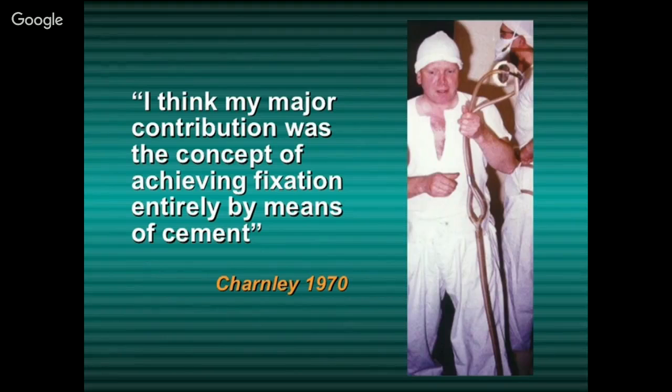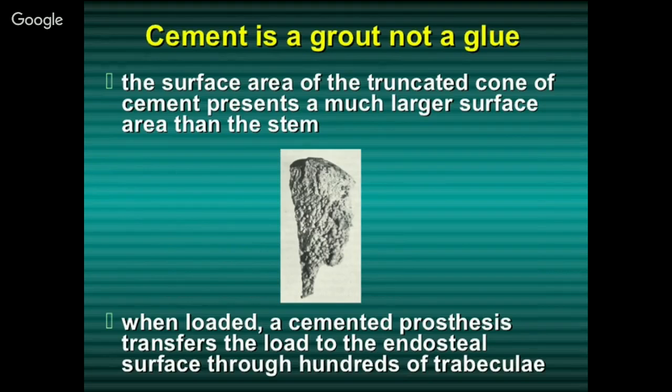John Charnley said that his major contribution is using bone cement to achieve fixation. Before the era of John Charnley, people were using bone cement, but we did not know how to use bone cement properly. So John Charnley's major contribution is the concept of achieving fixation entirely by means of cement. So cement is a grout, it's not a glue. The surface area of a truncated cone of cement represents a much larger surface than the stem, and when loaded, a cemented prosthesis transfers the load to the endosteal surface through hundreds of trabeculae.